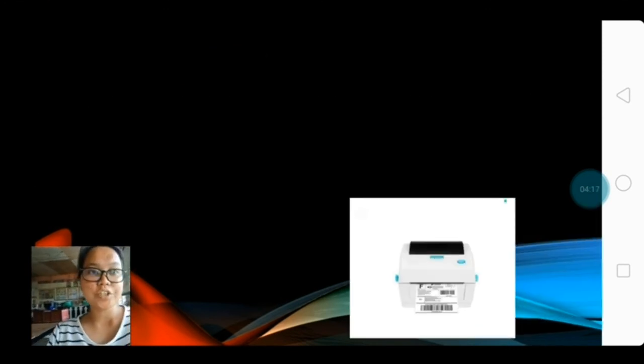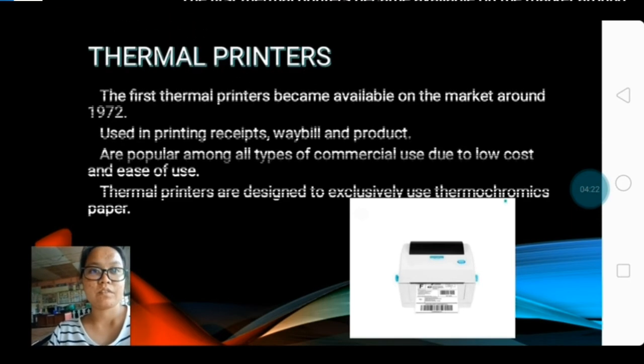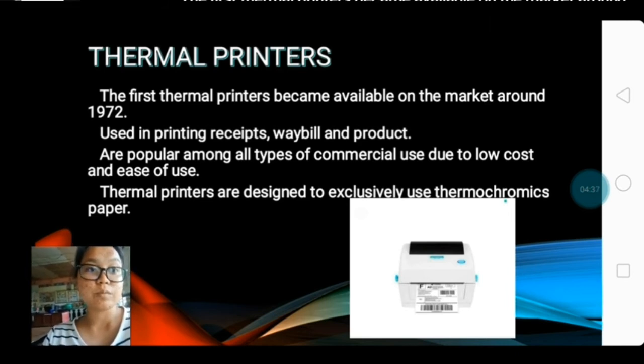Move on to thermal printers. Okay, what is a thermal printer? The first thermal printers became available on the market around 1972. These thermal printers used in printing receipts, waybills, and products are popular among all types of commercial use due to low cost and ease of use. Thermal printers are designed to exclusively use thermochromic paper, also called thermal paper.